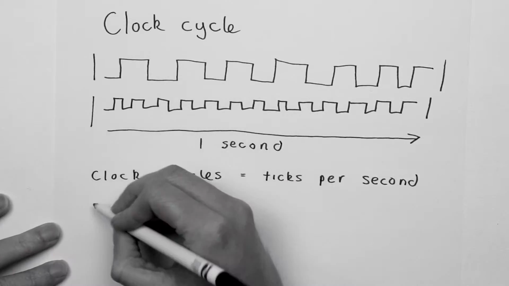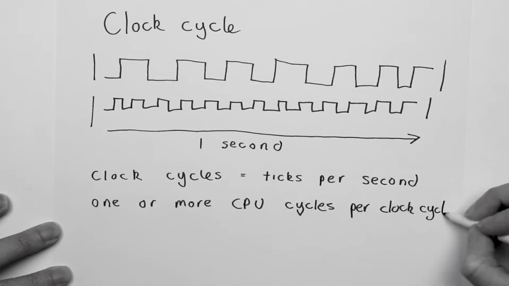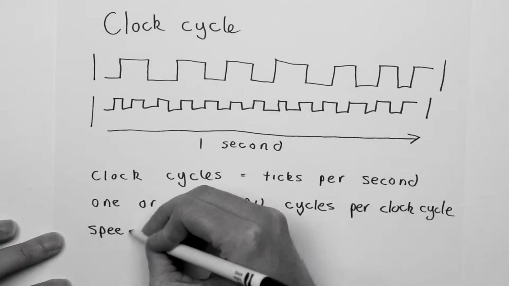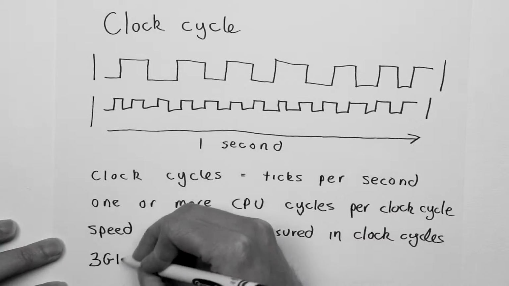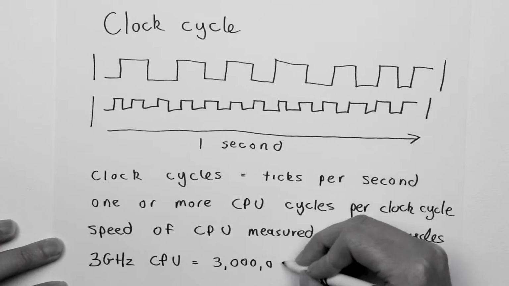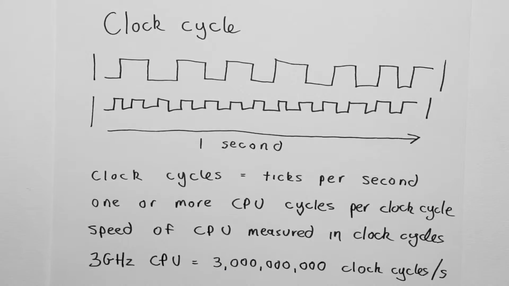A 3 GHz CPU has 3 billion clock cycles per second, but we can't say for sure that it has 3 billion CPU cycles per second. This makes it hard to measure real performance of a CPU based only on clock speed. We really care about CPU cycles, not clock cycles, so it's important to understand the difference between the two.